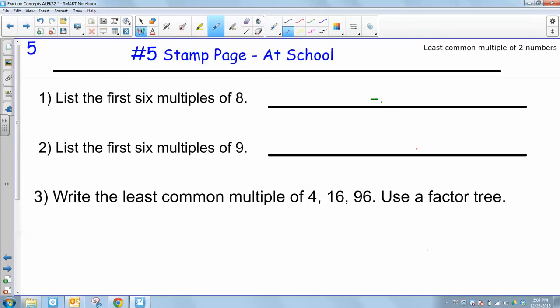All right, we'll do the stamp page at school tomorrow for finding the least common multiple. Until then.